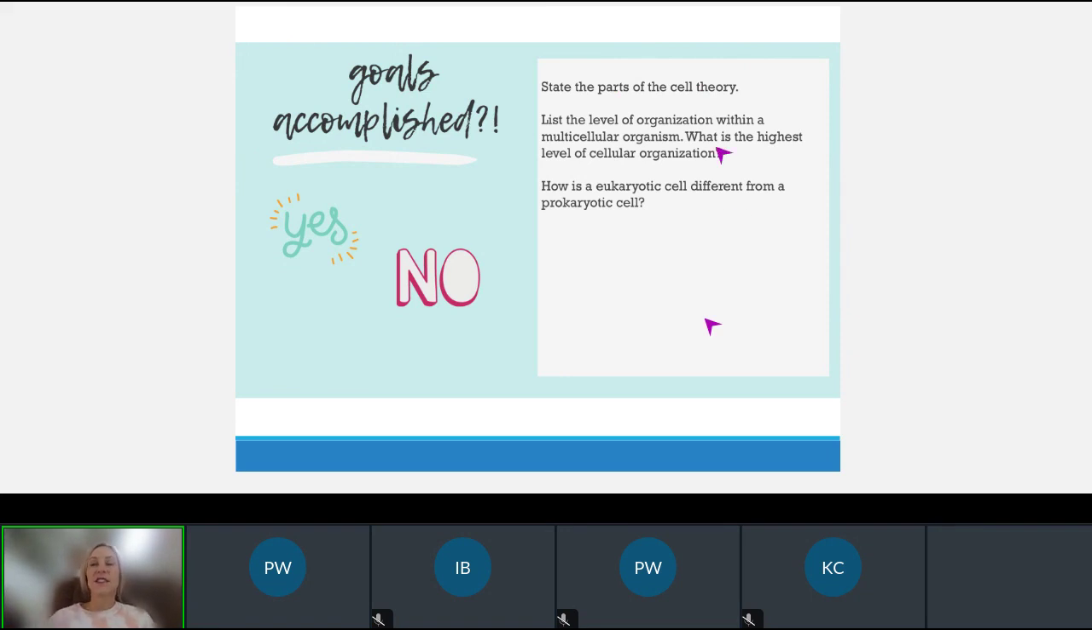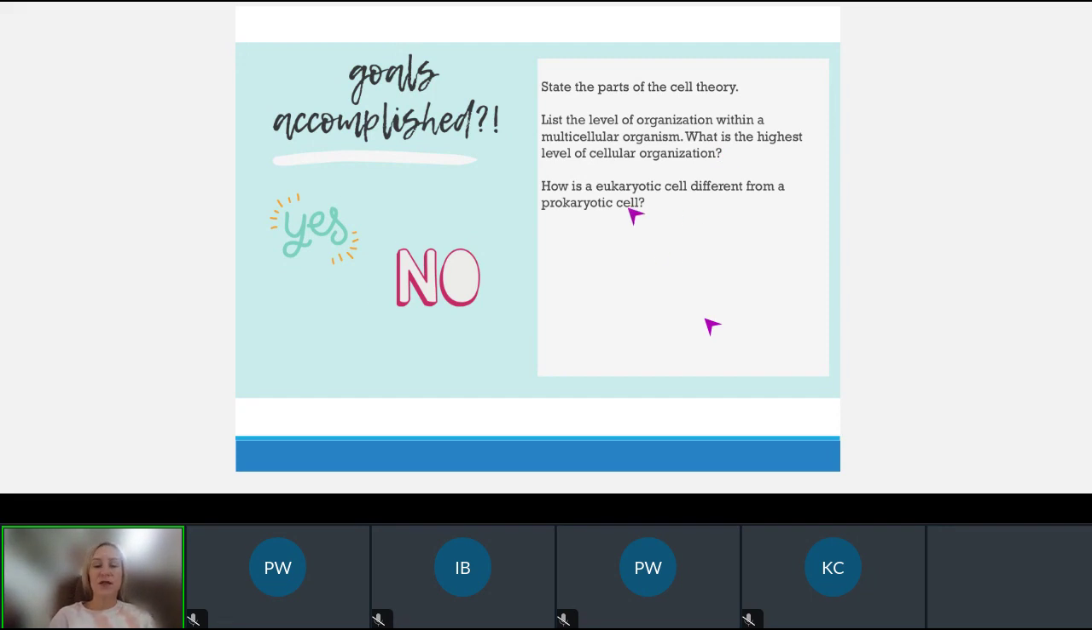Could you tell me the levels of cellular organization? Cells make up tissues. Tissues make up organs. Organs make up organ systems, and an organ system makes up an organism. Yes, good. So yes, we accomplished this goal.